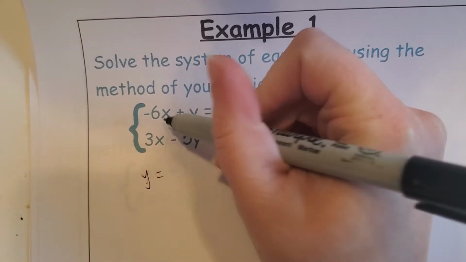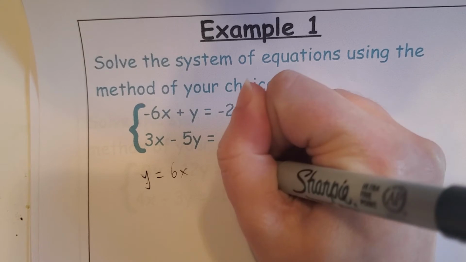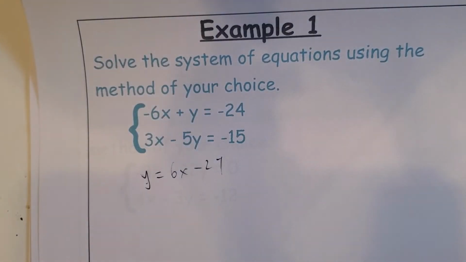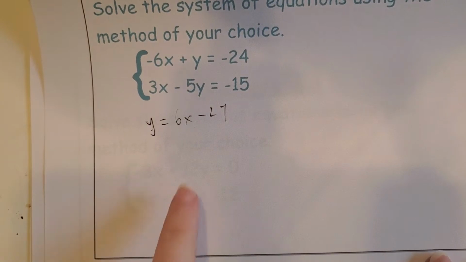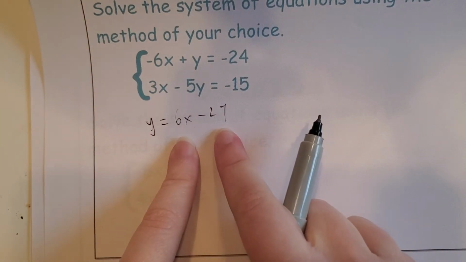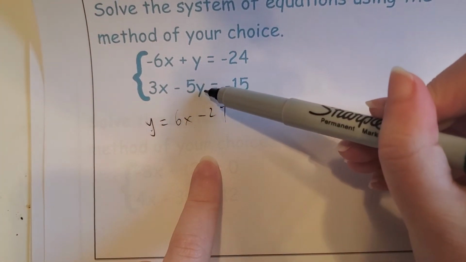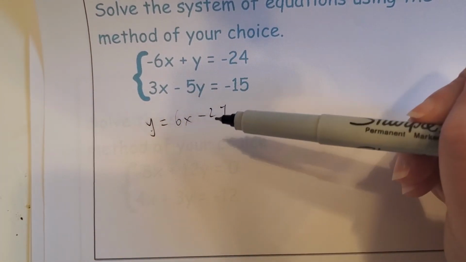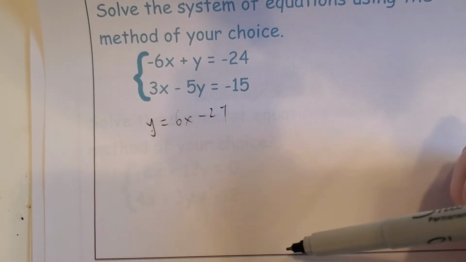So when you solve that for y, you would have to add 6x to both sides. So you get y equals 6x minus 24. And if you don't remember substitution, now that we've solved that for y, we're going to take this entire 6x minus 24 and substitute it into the other equation, the 3x minus 5y equals negative 15. We're going to replace that y with this entire 6x minus 24.